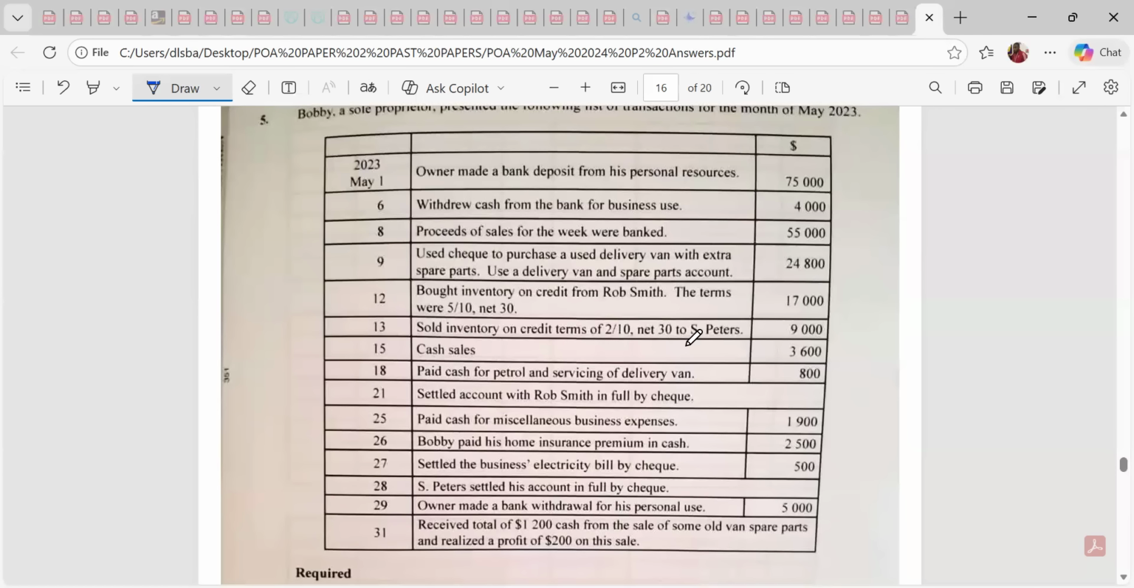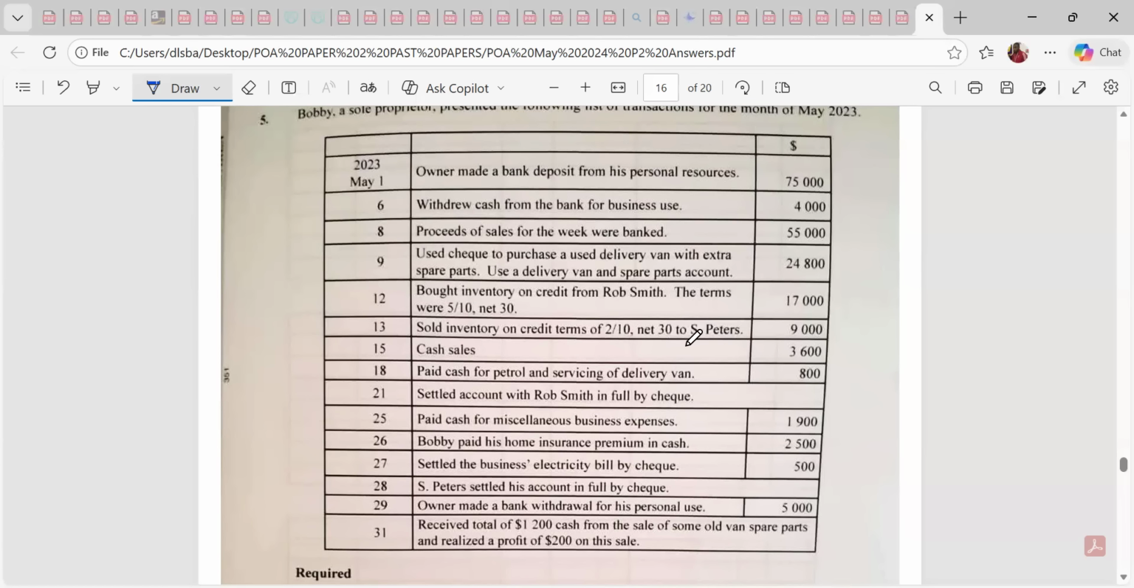Cash sales 3,600. If I sell something, I get in cash, so I'm going to debit my cash because my assets are increasing. And then I'm going to credit sales because sales is always credited. Paid cash for petrol and servicing a delivery van. I'm paying my cash, so my cash is going to be credited. And then I'm going to debit my motor expenses account, because that would be an expense.